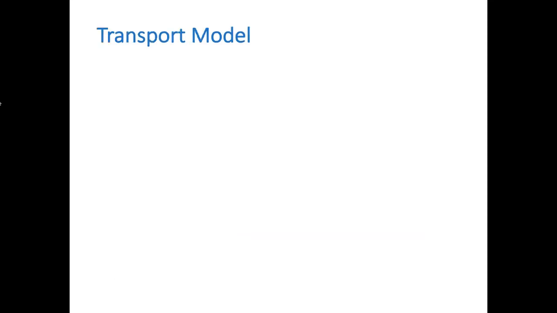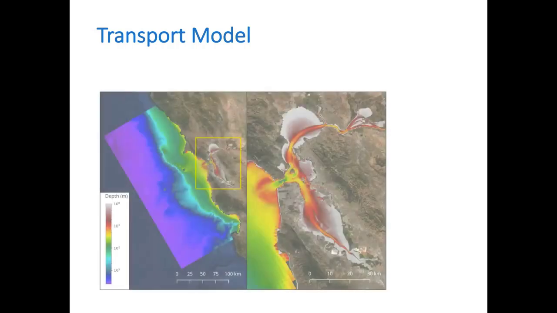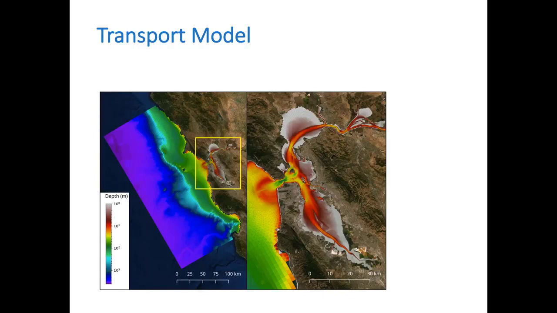On top of the vertical behavior of the particles, we attach a transport model, which models how things move laterally in the bay and ocean environment. And this is all Rusty's work, a lovely rainbow-colored map.